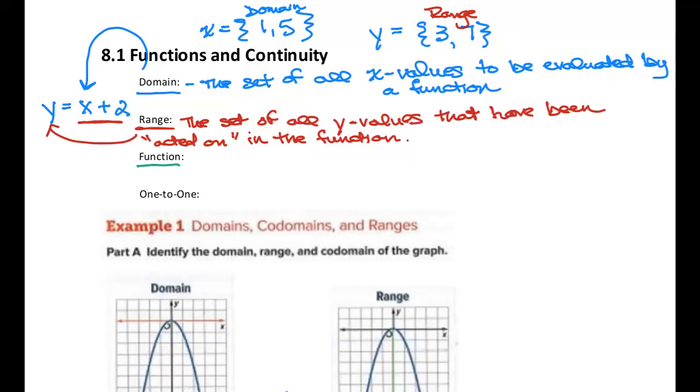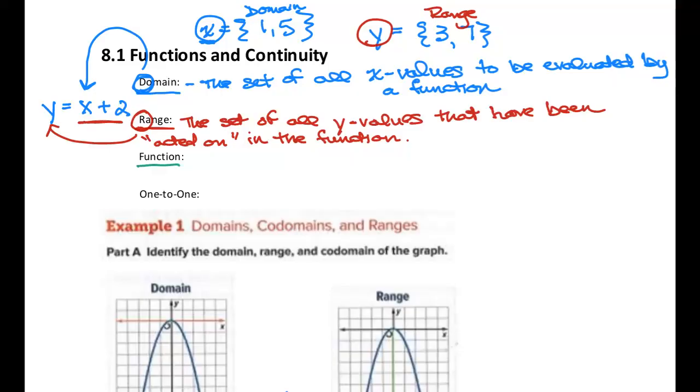I like to use mnemonic devices. So domain starts with a D, and D comes in the alphabet before R, right? Just like X in the alphabet comes before the Y. So domain goes with the X. They both come in the alphabet first before R of the range and the Y values. Does that work for you maybe?